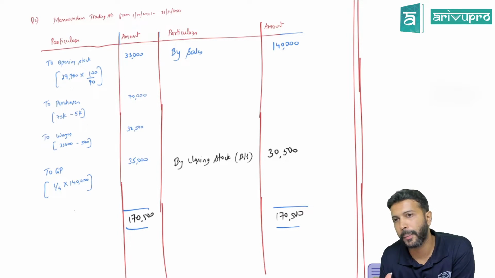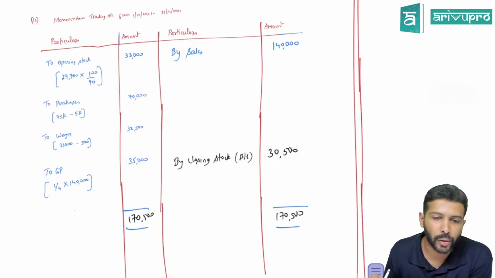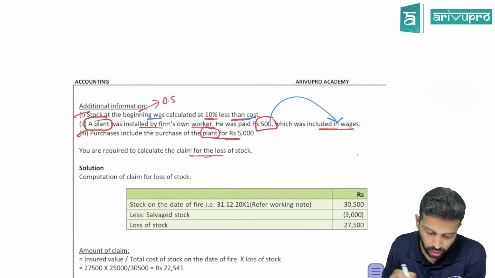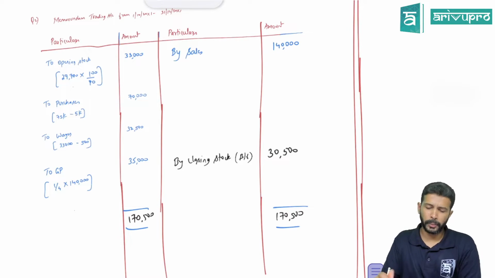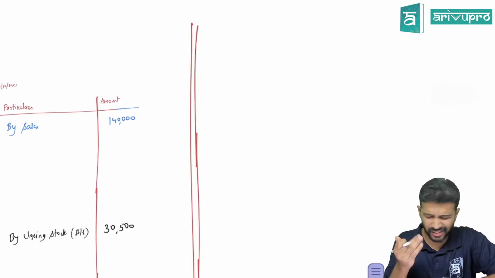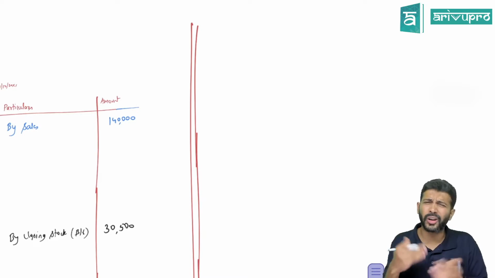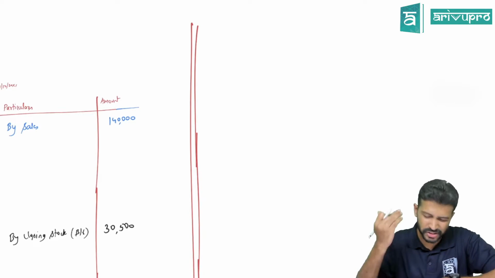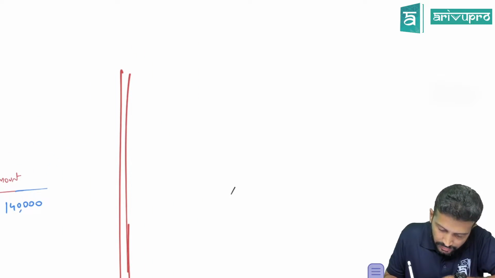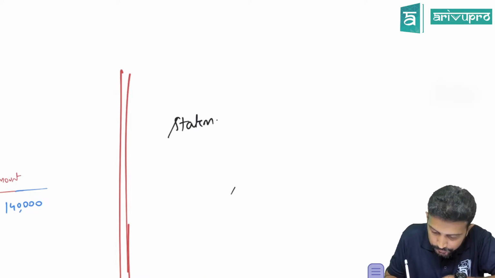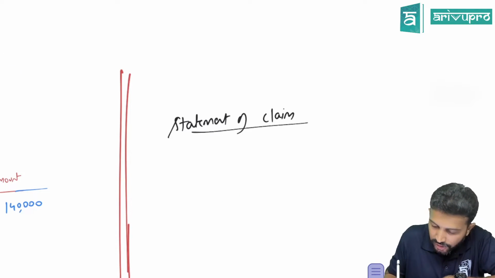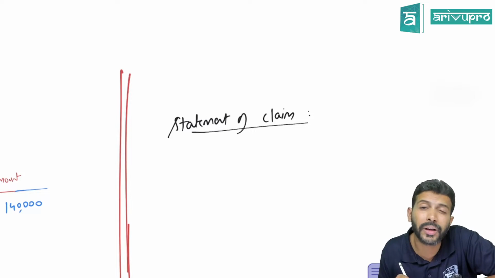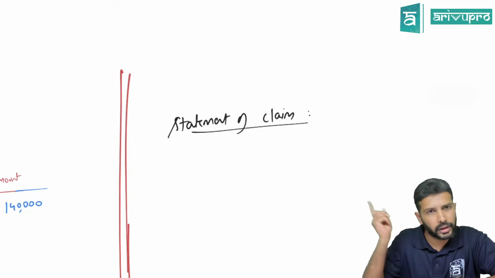Can I move forward? What did they ask us to find out? They not only asked, you need to find out the claim for the loss of stock. One problem, pay full attention. And again, the next 6-7 problems more or less will run on the same concepts in the same format also. So I will give a statement of claim over here. Because that also they have asked, no? How much money you'll be able to claim from the insurance company.